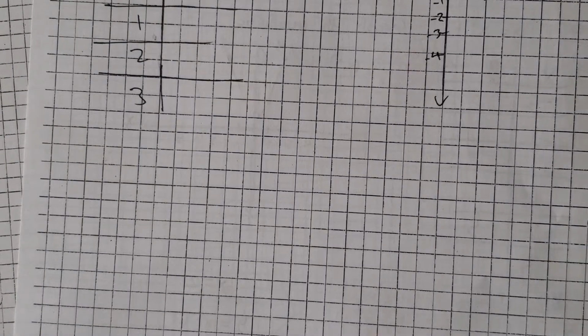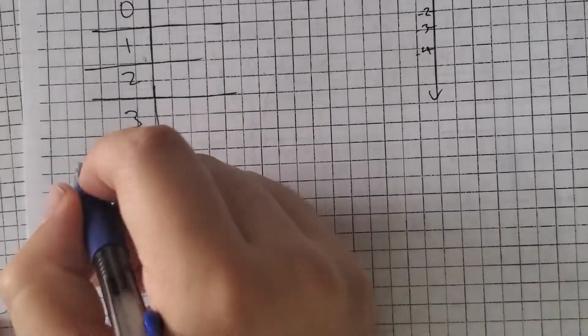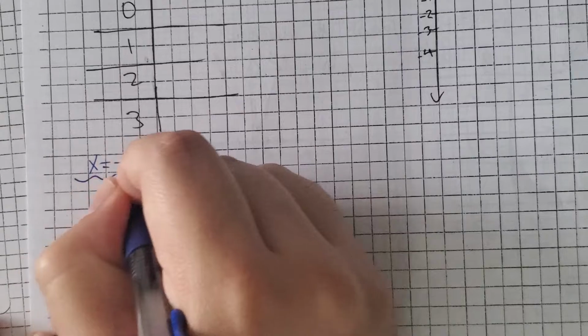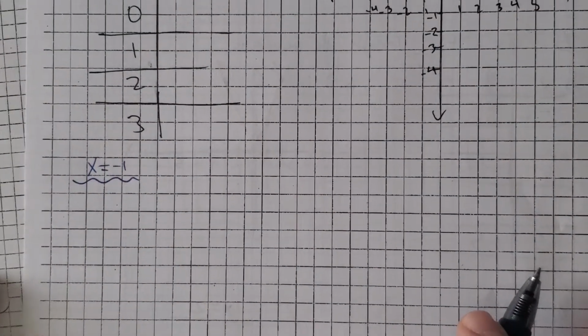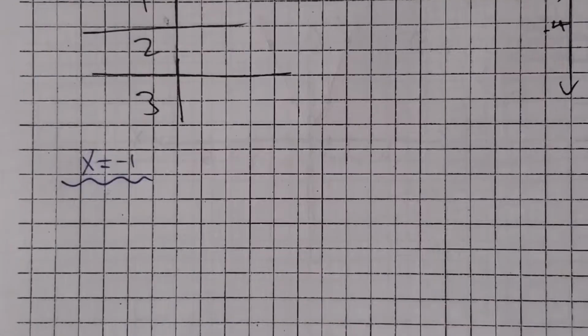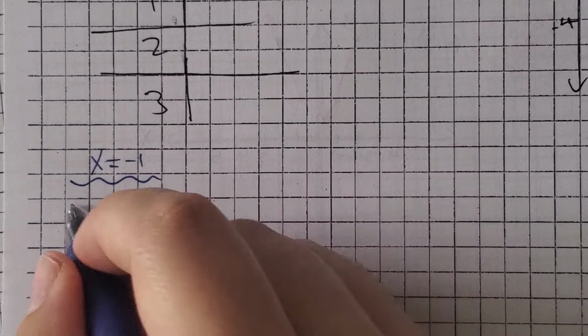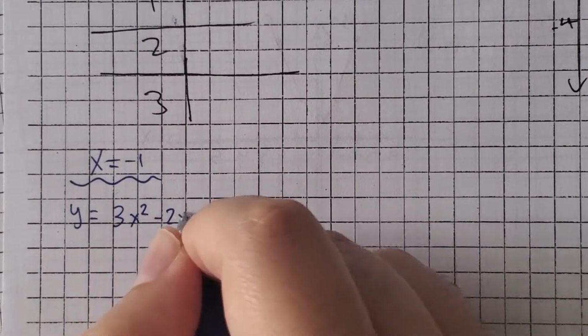Let's go with x equals -1. Again, I won't go into too much detail with all of these, so I'll leave the rest to you guys, but let me show you the general idea. Let me zoom in so you guys can see better. So x equals -1. Remember our equation was y is equal to 3x squared minus 2x plus 1.